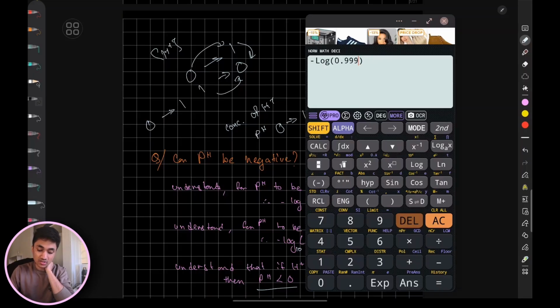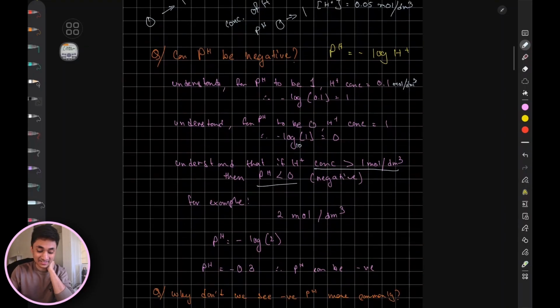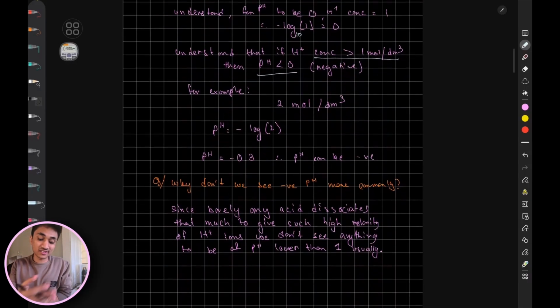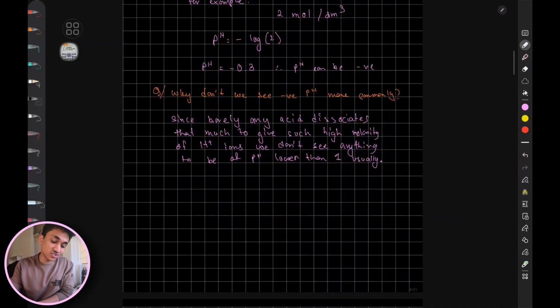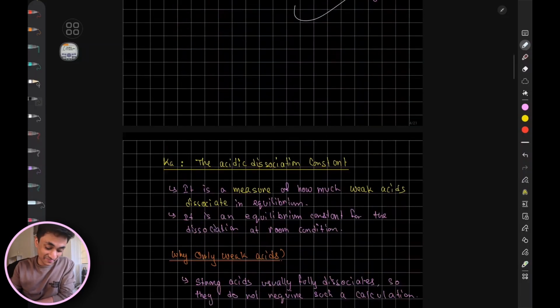The moment the concentration exceeds 1, if it's 1 it's 0, but if it exceeds 1 even by 0.0001, your value is going to be negative. I don't know why I explained that so much. I just regretted saying the wrong thing. But if you want a negative pH, you increase the concentration to more than 1. So it is possible, it's just that we don't see it naturally.